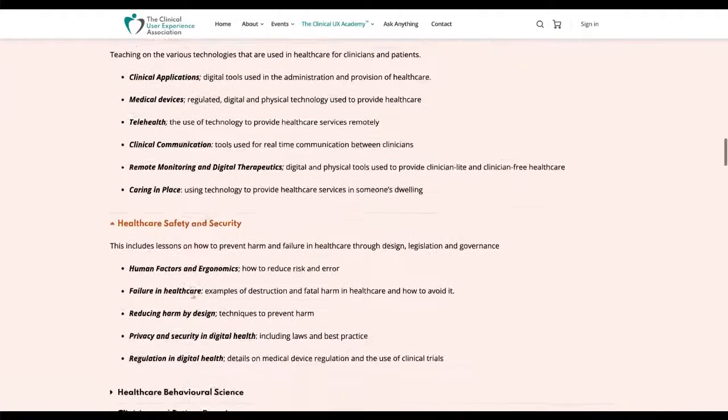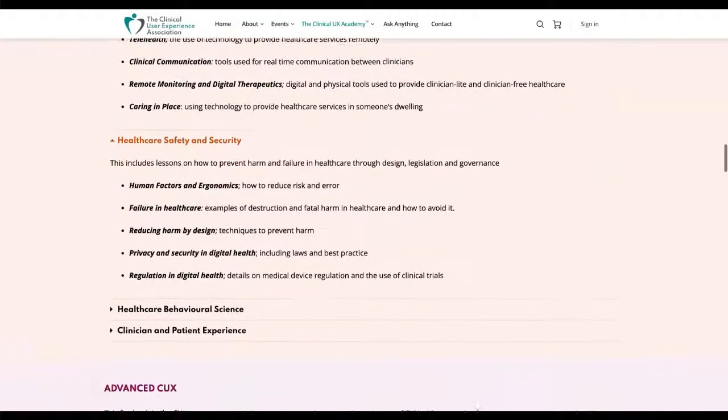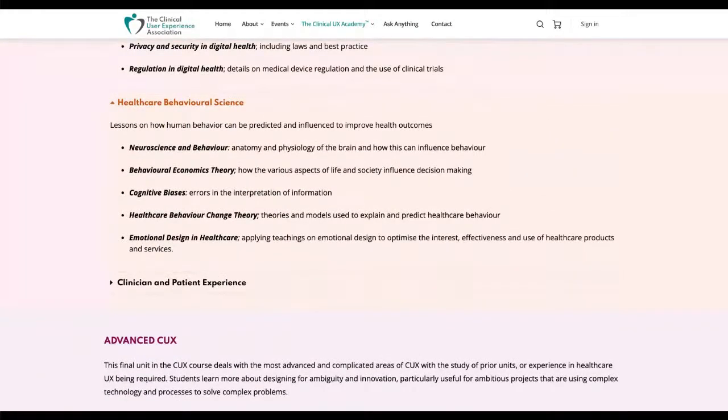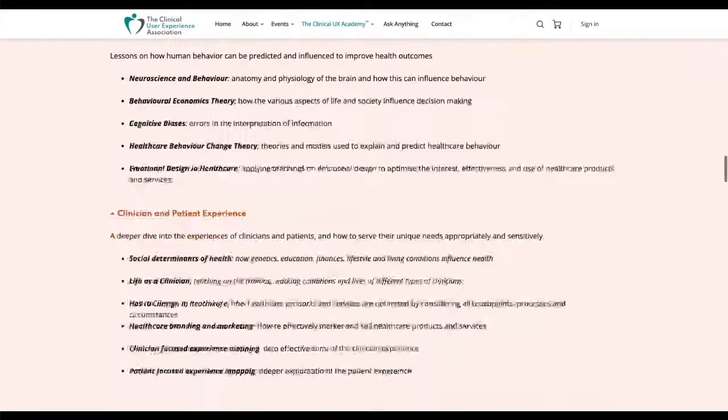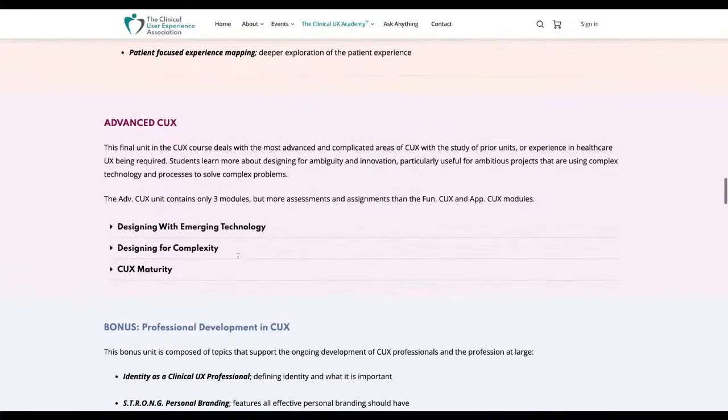How human factors and ergonomics and risk to harm comes into all of this, and how we actually can effectively reduce harm even happening in the first place, and how laws and regulations, security, privacy ties into all of this. And there's behavioral science, which ultimately is how can we use an understanding of how people behave in order to predict their behaviors and encourage them to adopt more healthier ones. And then finally, looking much deeper into an understanding of clinicians and patients and how we can effectively design for them. This third unit now is the advanced clinical UX.